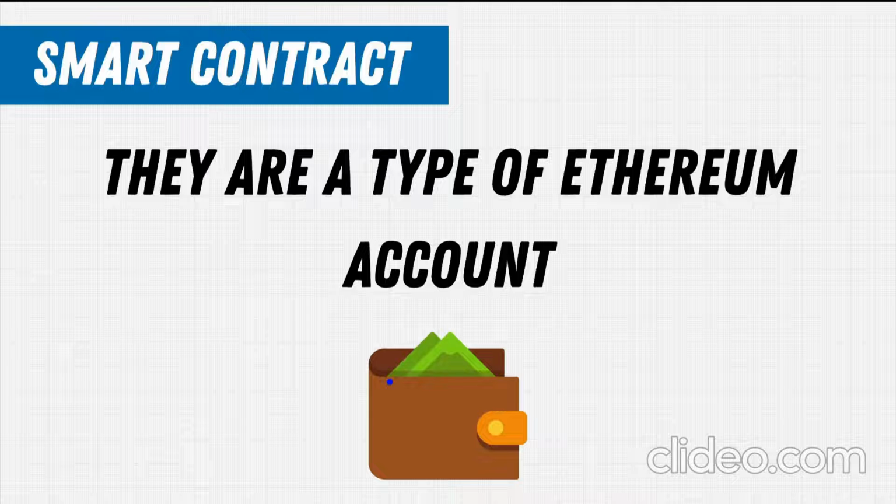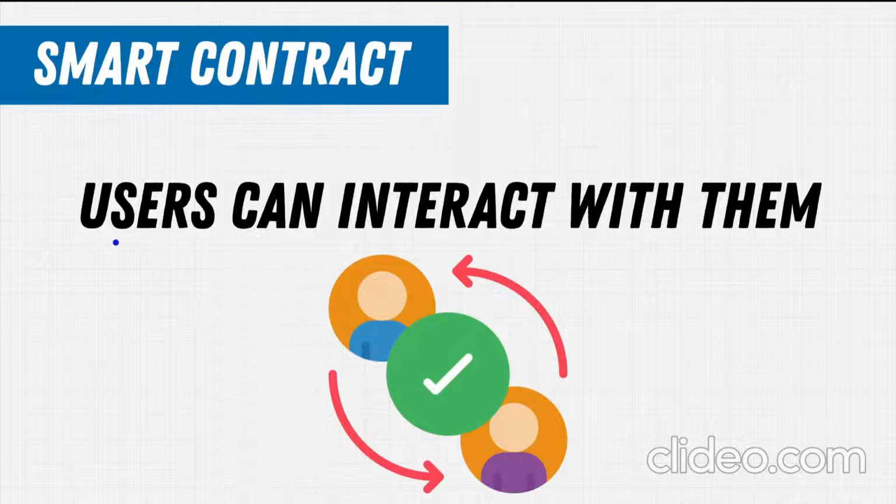It can hold things. But users can interact with it. Users can interact with a smart contract. So it's an account, it can hold things. Users can interact with it. Think of it like a vending machine. You give it money, it gives you something back.